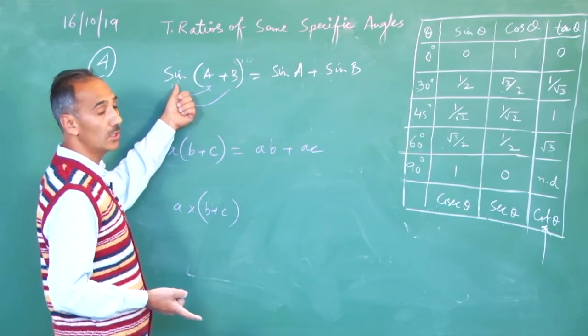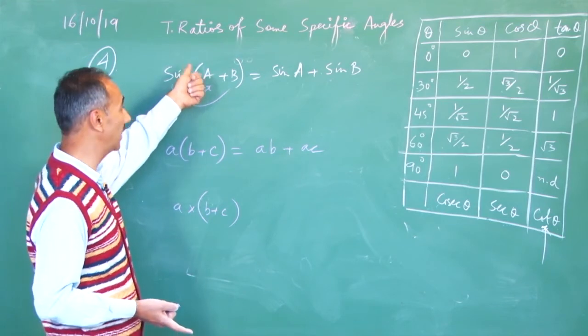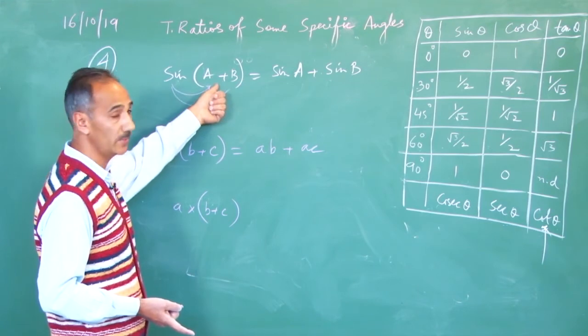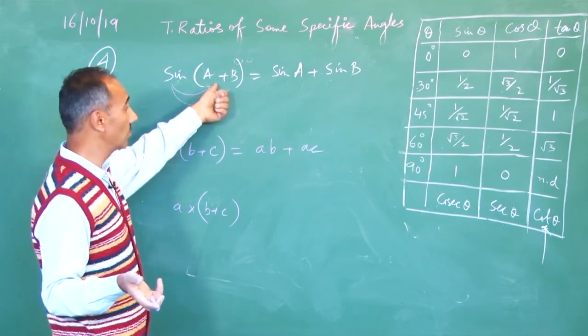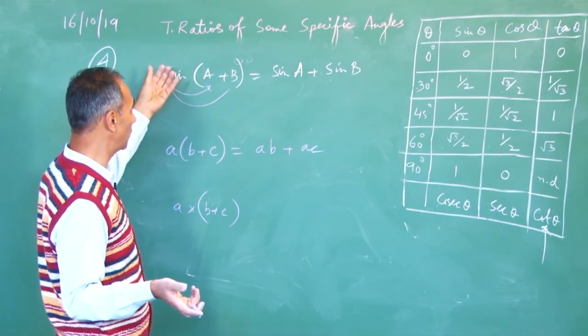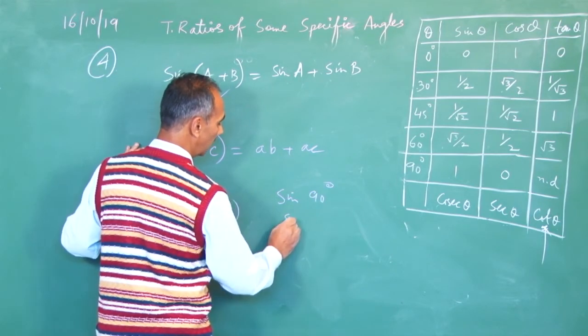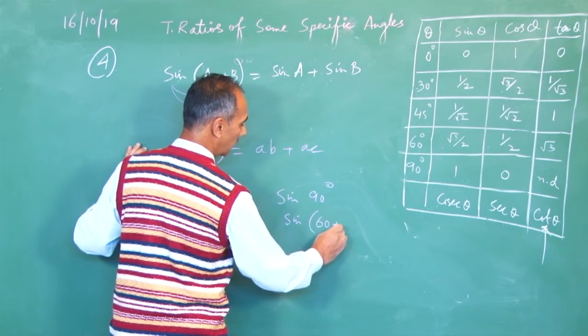Here sine is not multiplied to the sum of angles a and b. This is not sine into a plus b. This is sine of a plus b. So a plus b is the angle. So this is one single entity. For example, you have sine of 90 degrees. You could rewrite this as sine of 60 plus 30.